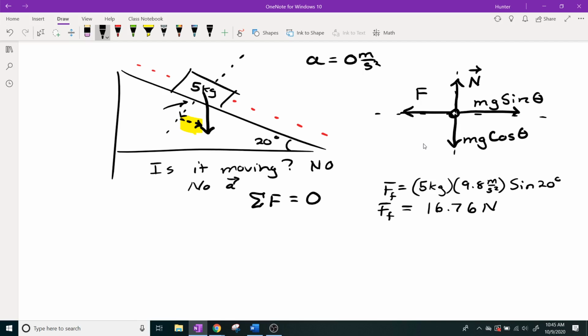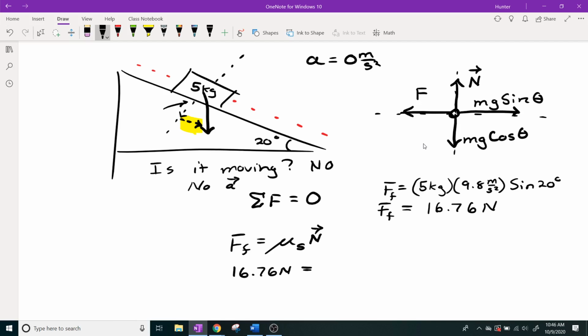All right, but I also know that there's a formula for the force of friction. The force of friction is equal to mu sub s times the normal force. Okay, we have 16.76.